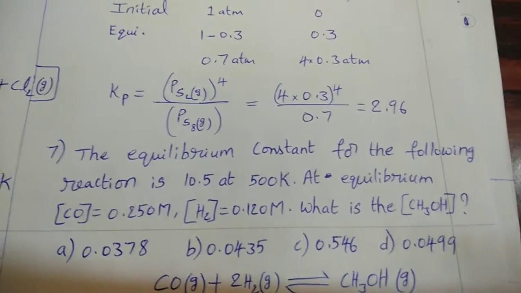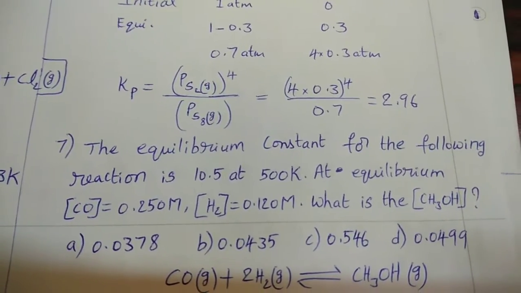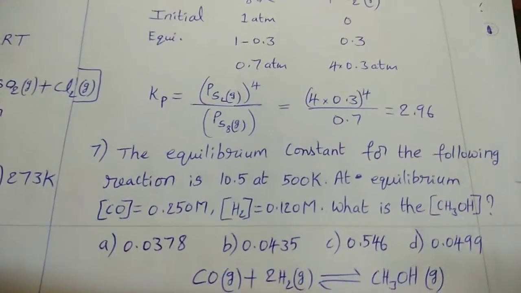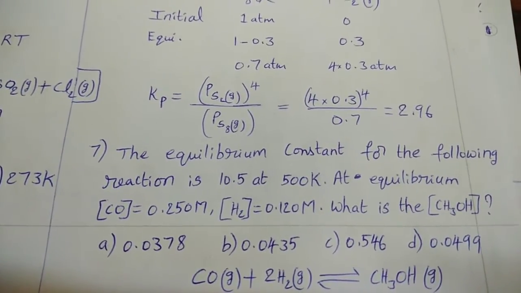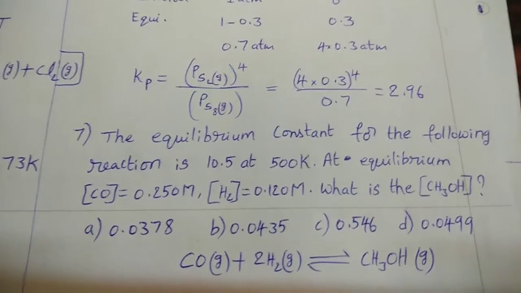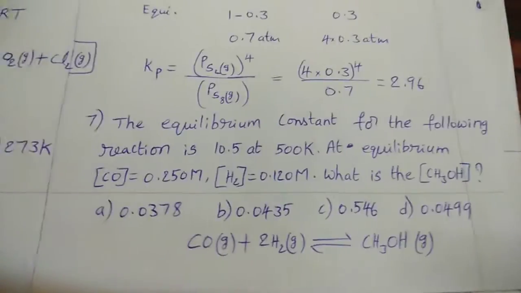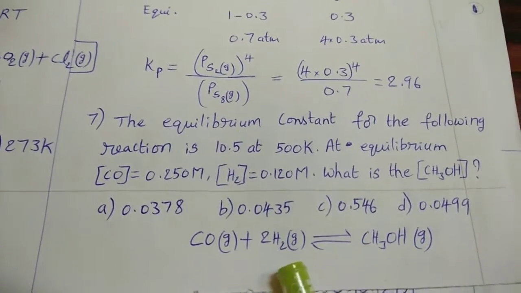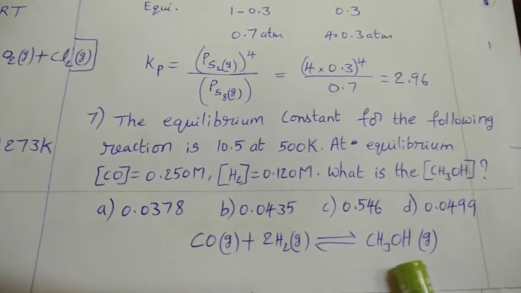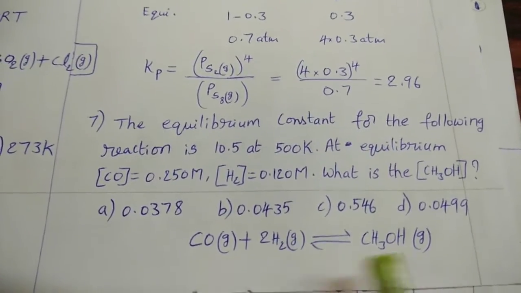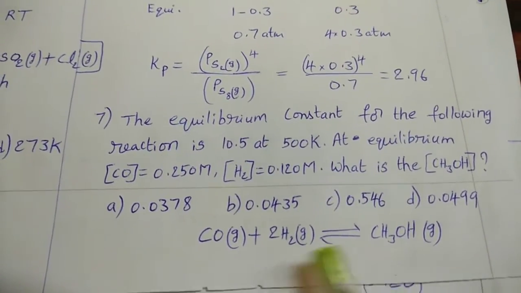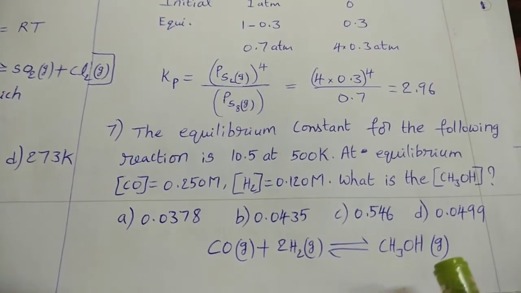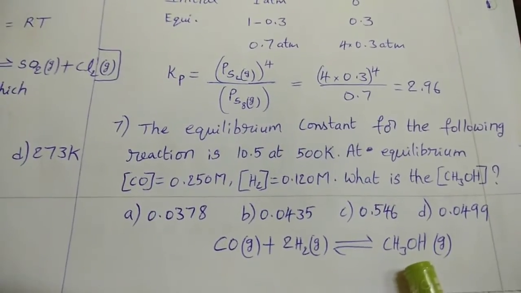The equilibrium constant for the following reaction is 10.5 at 500 Kelvin. At equilibrium, concentration of CO and H2 is given. What is the concentration of CH3OH? Very simple question. So the given reaction is CO plus 2H2 gives rise to CH3OH. What is the name of CH3OH? Methyl alcohol. Carbon monoxide reacts with hydrogen and forms methyl alcohol. In this reaction, we should find out concentration of CH3OH.